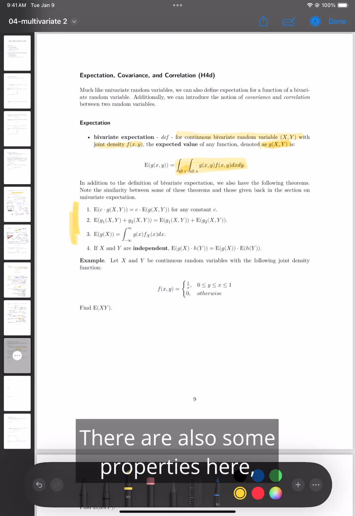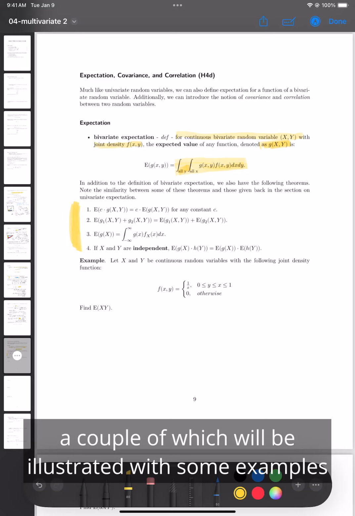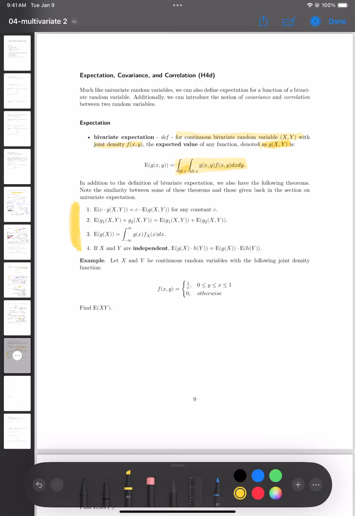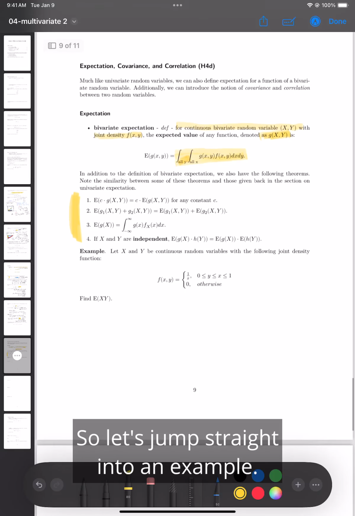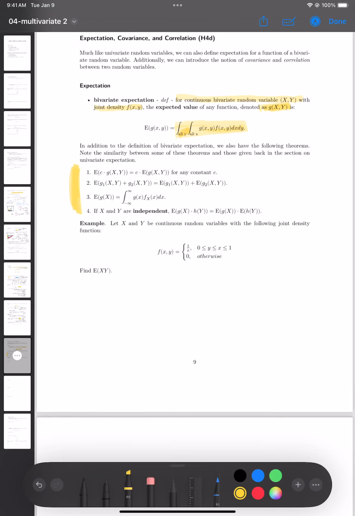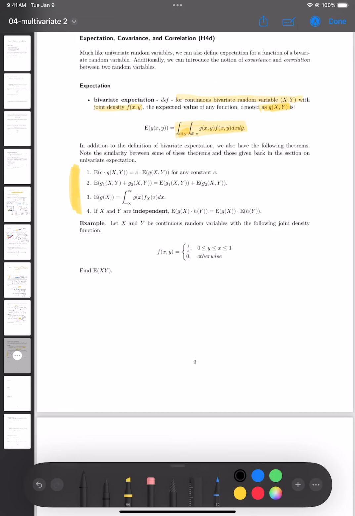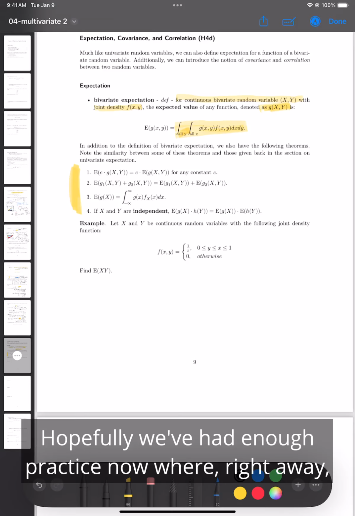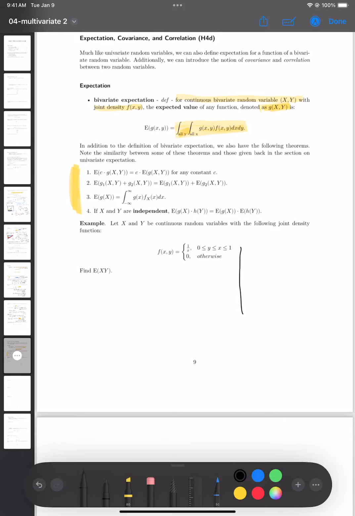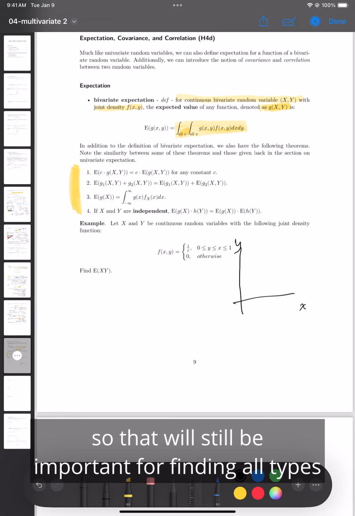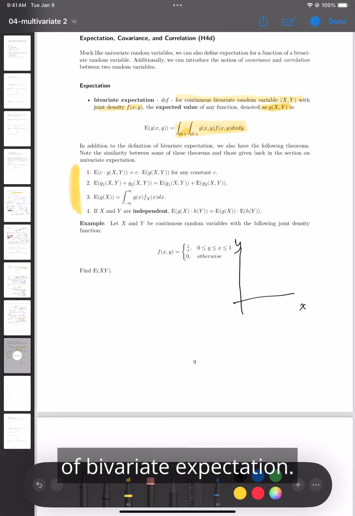There are also some properties here, a couple of which will be illustrated with some examples and a couple of which we won't get to until class. So let's jump straight into an example. Our example is that X and Y are continuous random variables with this joint density function. Hopefully we've had enough practice now where right away we're going to sketch the support, so that will still be important for finding all types of bivariate expectation. And I'll go through it a little bit more quickly than in the previous videos.